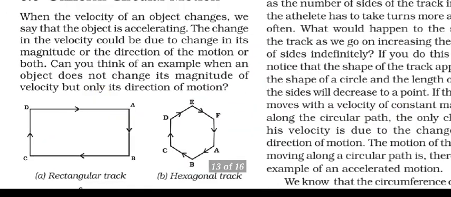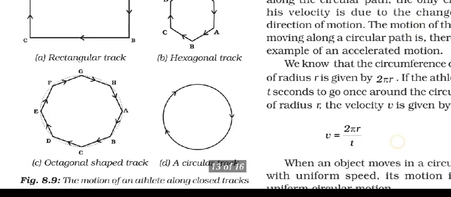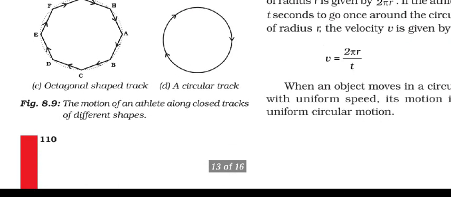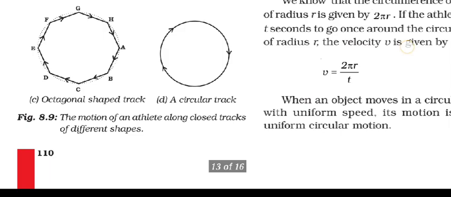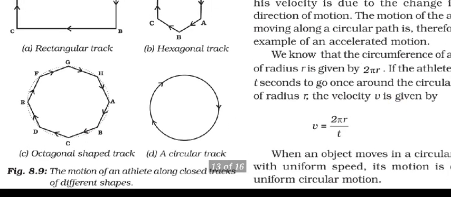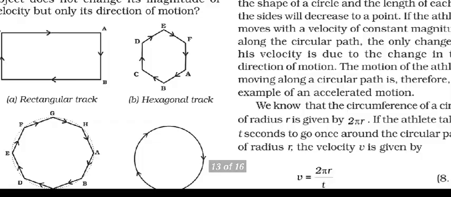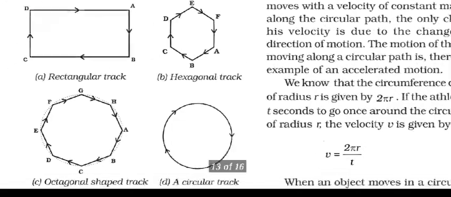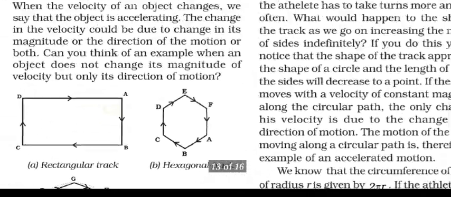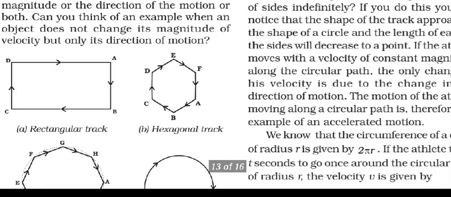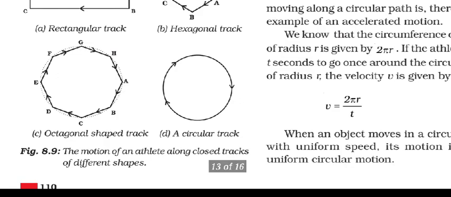Okay, so the last and final topic from this chapter is uniform circular motion. Now what is uniform circular motion? When the velocity of an object changes, we say that the object is accelerating. When the velocity of the object changes in equal intervals of time, it is uniform acceleration, and with unequal intervals of time, it can be non-uniform motion.